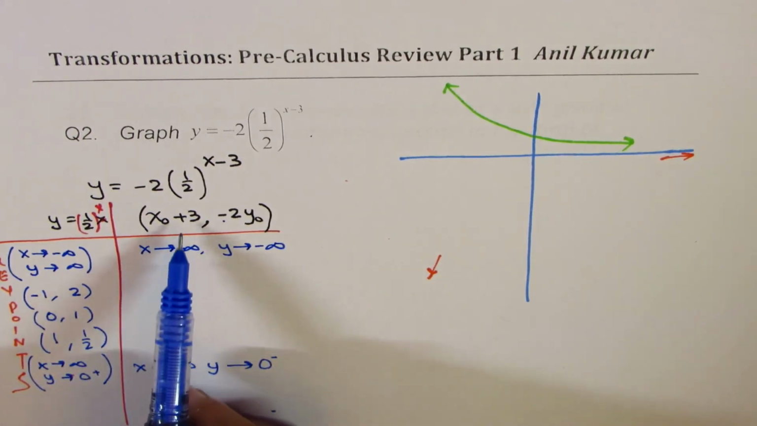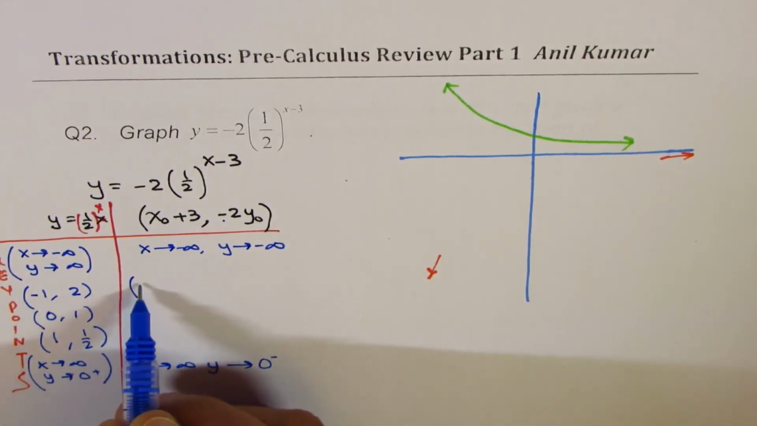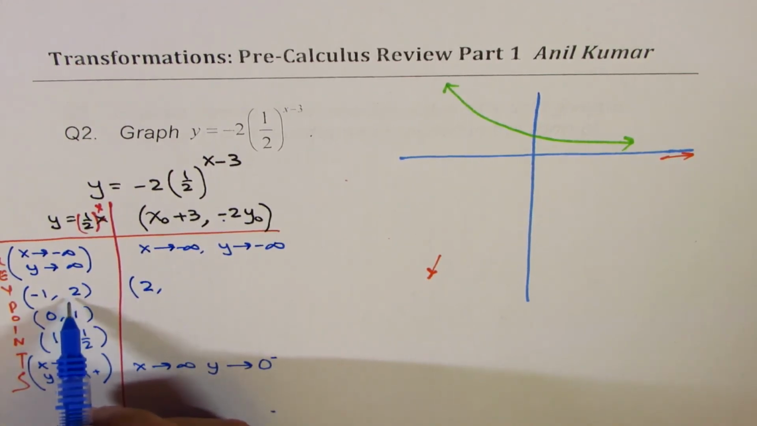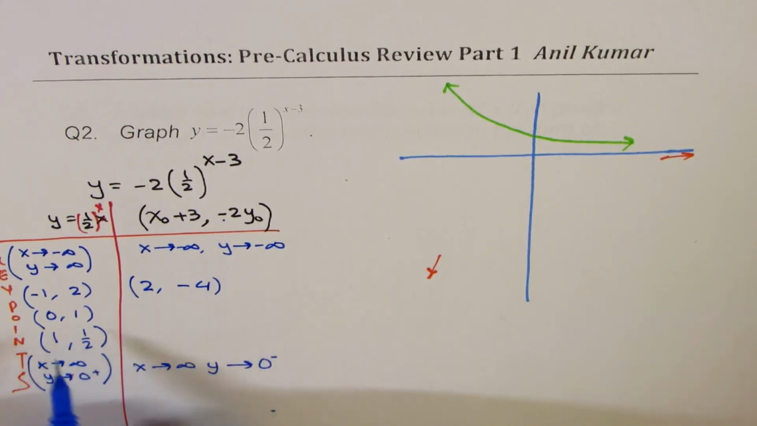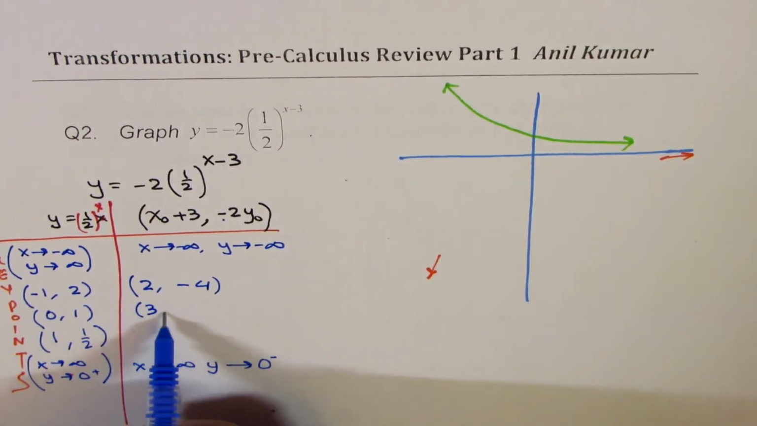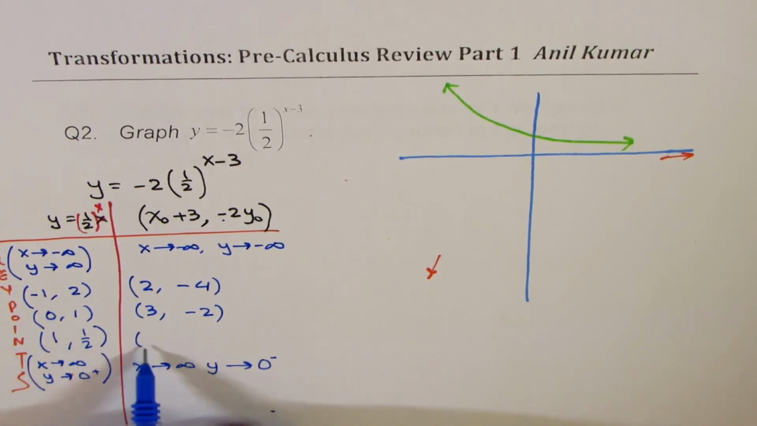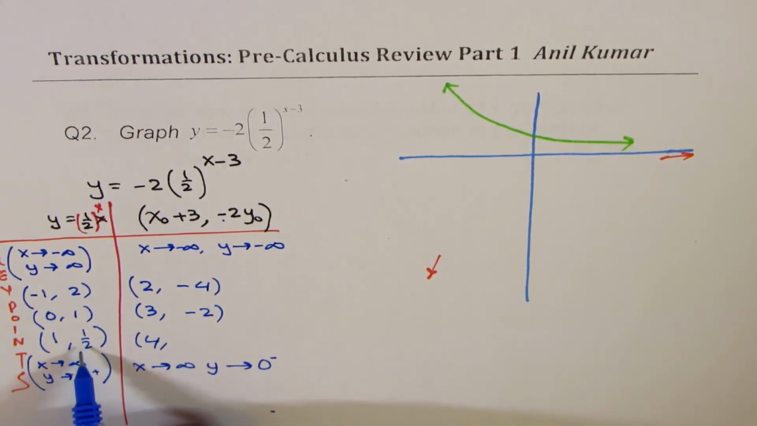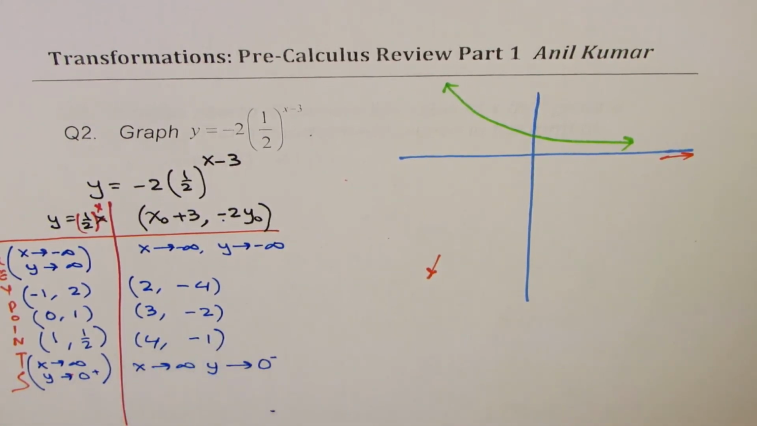For x values, we have to add 3. So this becomes minus 1 plus 3, which is 2. For y values, just multiply by 2 and make them negative. So we get minus 4. Add 3, so we get 3 and minus 2. Add 3, we get 4. And when you multiply by negative 2, you get negative 1. So these are your points.